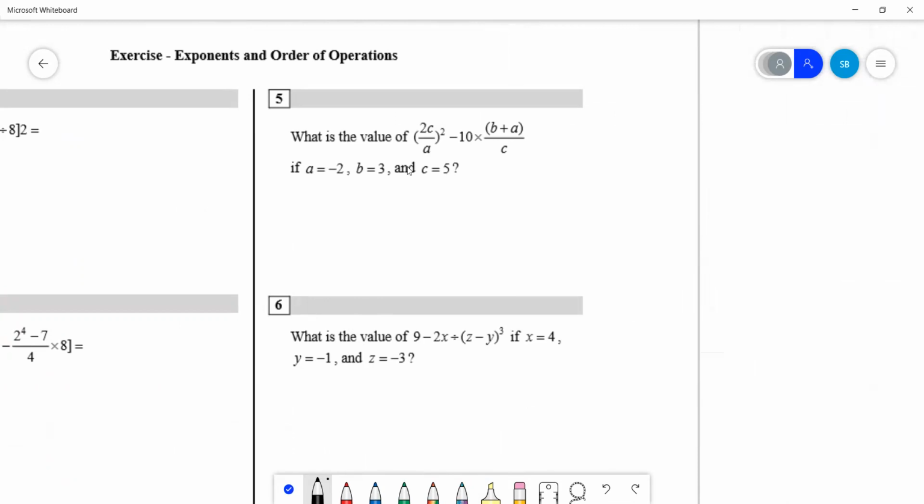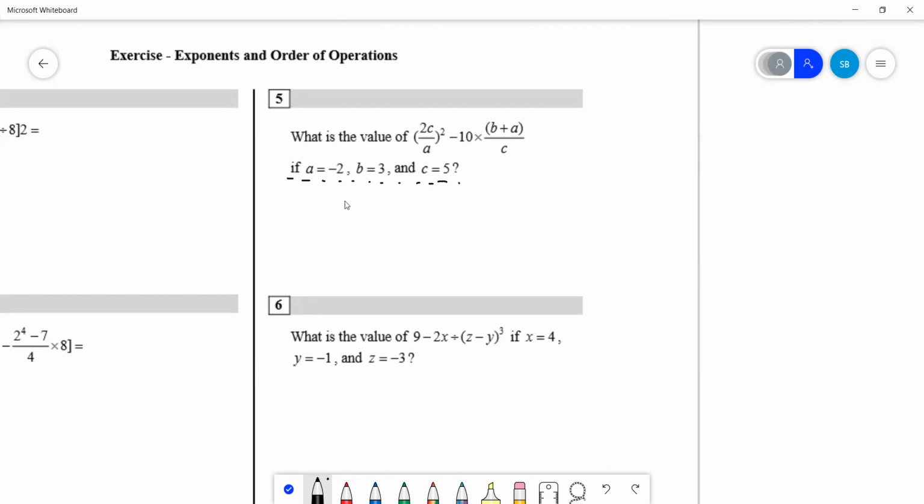There's a mistake perhaps. So 2c divided by a whole squared minus 10 times b plus a in parentheses divided by c. So you plugged in the numbers and then you tried to solve. So tell me, after plugging in, what was the next step? Okay, I'm going to redo it on scrap paper because I have no more space on my other scrap paper. Okay, sure. So let me fill these in.